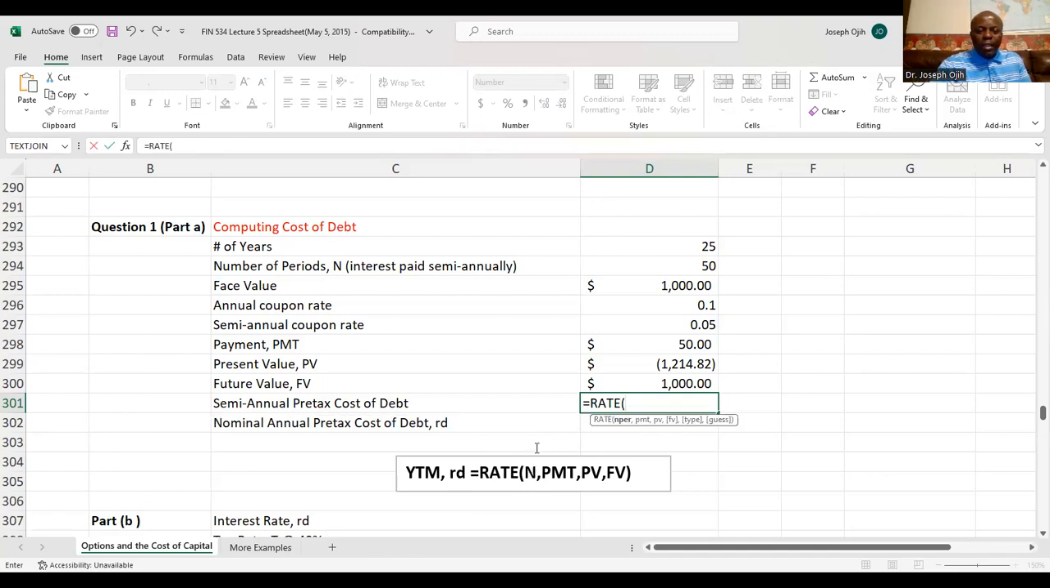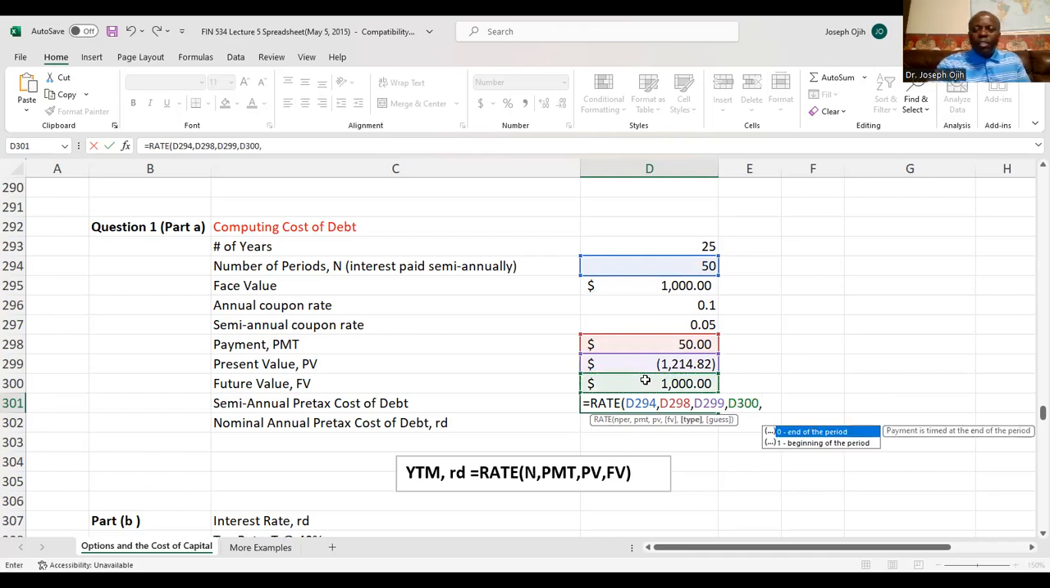Then the number of periods N is 50. 50 payments, 50 periods, comma. Then payments of $50, comma. Present value is, comma, future value is, comma. Now, the last payment will be made at the end of the maturity, end of the period, so we use 0. You can see right here, 0 represents end of period. Then close the parentheses and press the enter key.